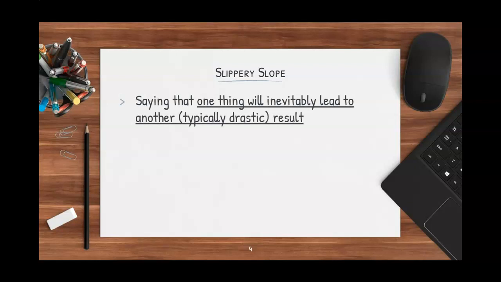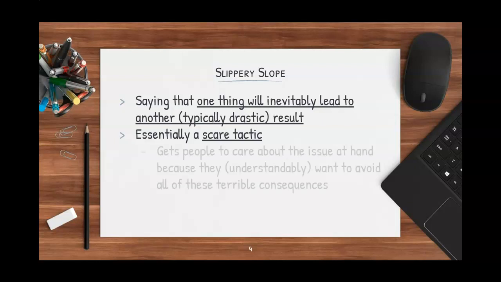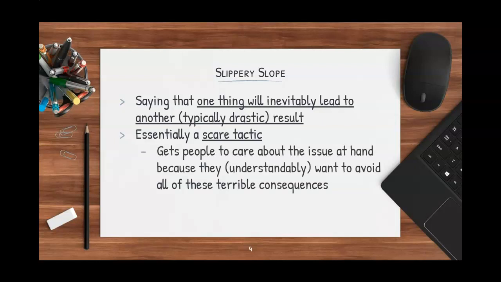Slippery slope fallacy is essentially when we say that one thing will for sure lead to another thing. And typically that second result that it will lead to is something very drastic, very dire, very doom and gloom. This is essentially a scare tactic. We're saying if we let this one thing happen, look at all these bad things that are going to happen. This is effective, although illogical, because it gets people to care about the issue at hand so that they can avoid all of these terrible consequences.